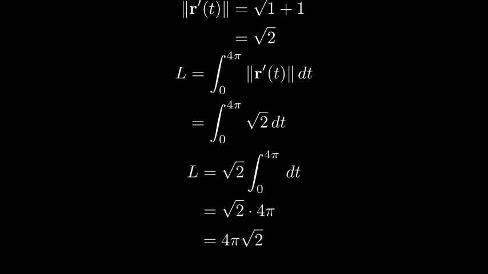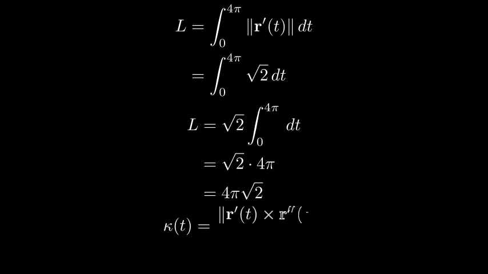Now, let's learn about curvature, which measures how sharply a curve bends at each point. The curvature kappa of t is defined as the magnitude of R prime of t cross R double prime of t, divided by the magnitude of R prime of t cubed.